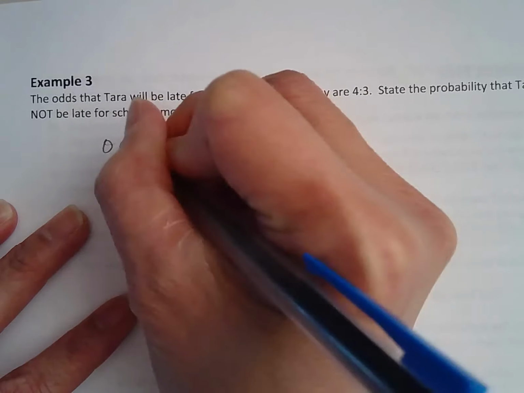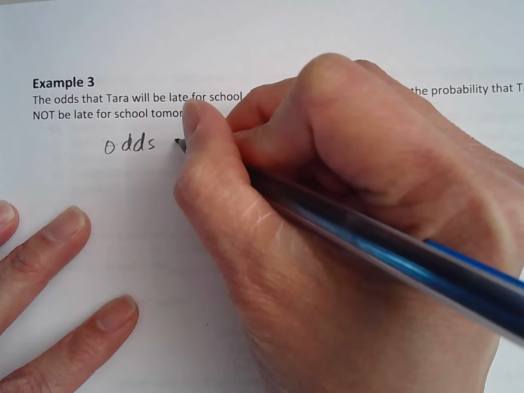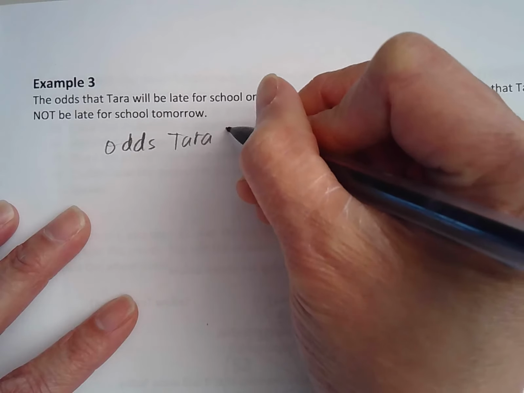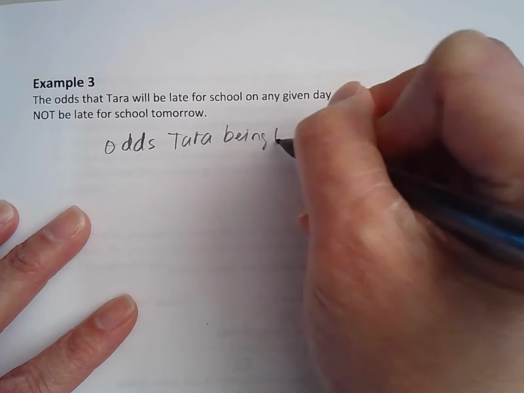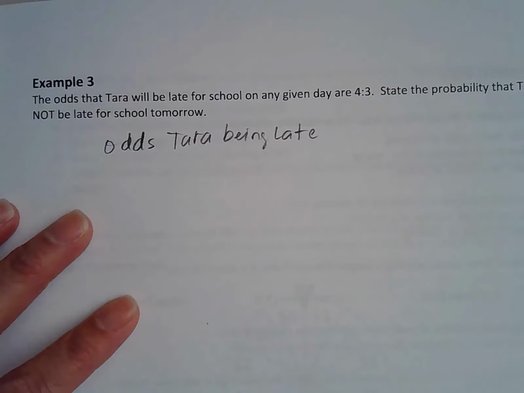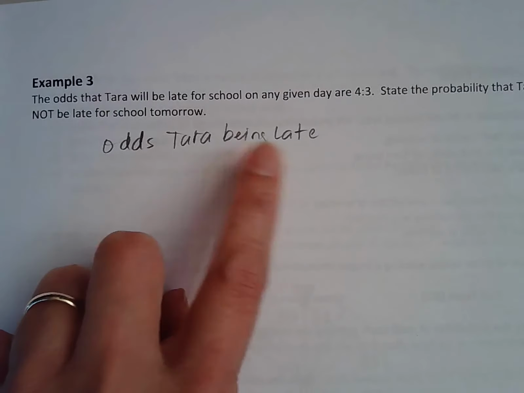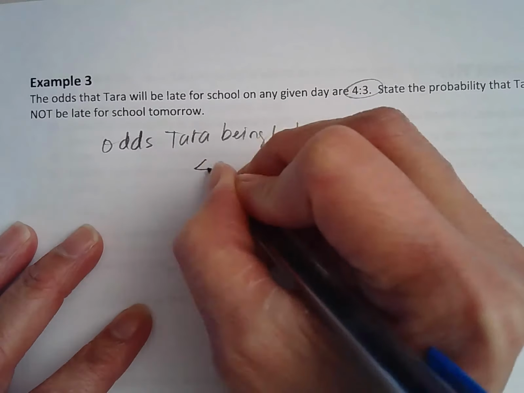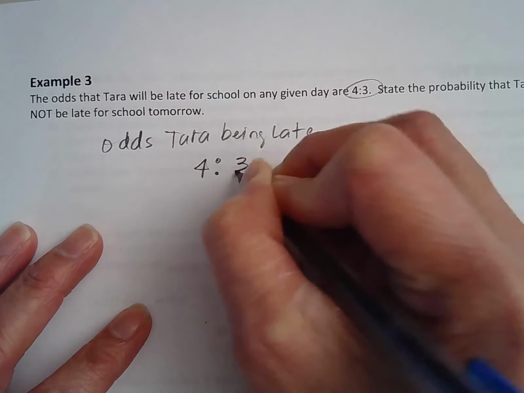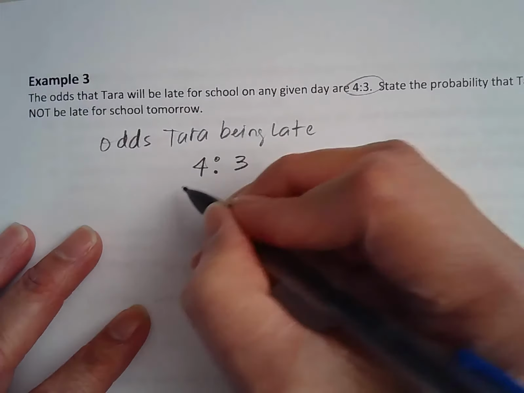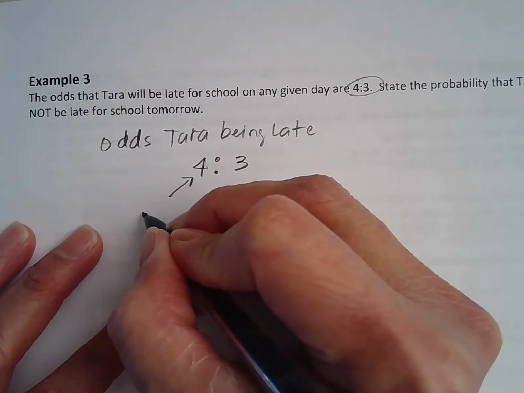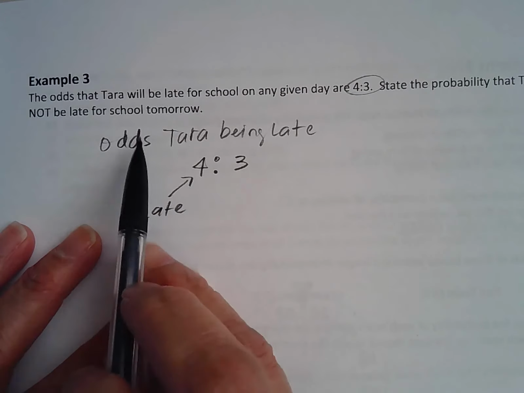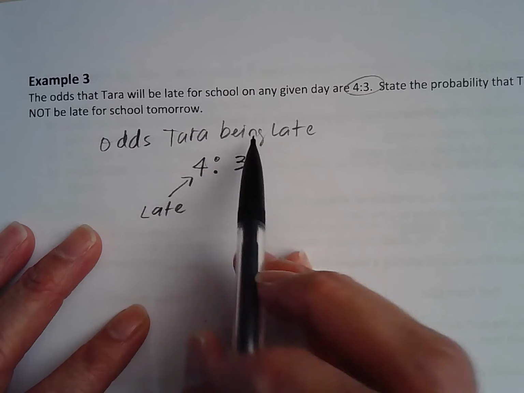So, odds, I'll write this down first, odds of Tara being late. Odds that Tara is going to be late. They said it's 4 is to 3. So what does that mean? This means that this is late, because it's an odd being late.